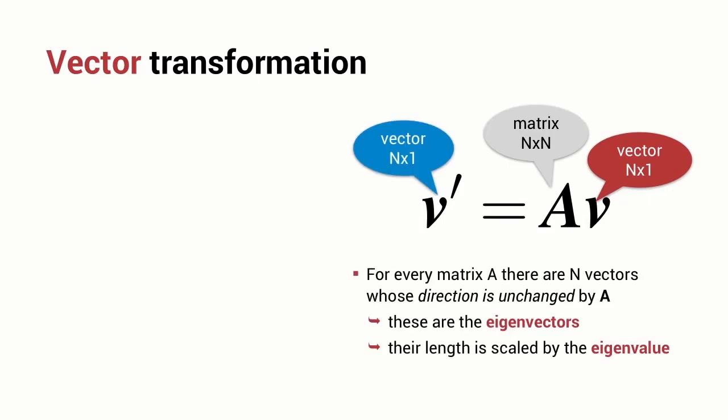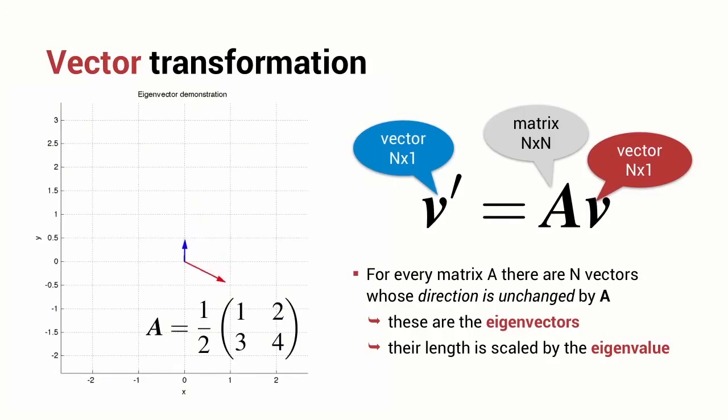Now for every matrix A, there are n vectors whose direction is unchanged by A. That means that the vector v and the vector v prime will be parallel to each other. And these vectors we refer to as eigenvectors. Now, although the vector v and the vector v prime will be parallel, they may not necessarily be the same length. So the length is scaled by the eigenvalue that corresponds to the eigenvector. So that's a lot of words. Let's look at a graphical example of this in practice.